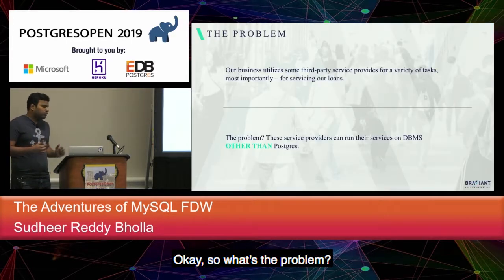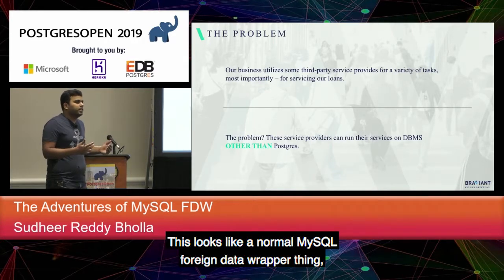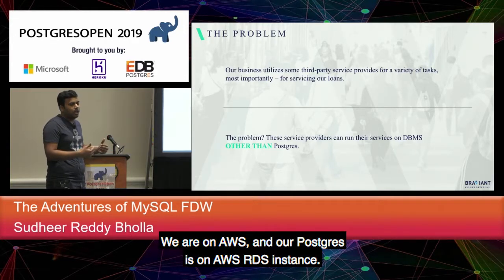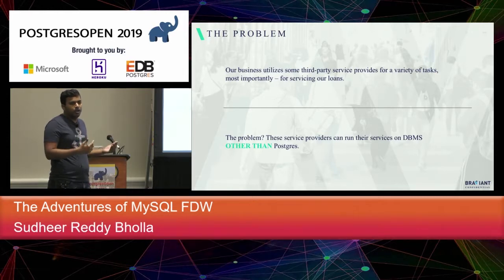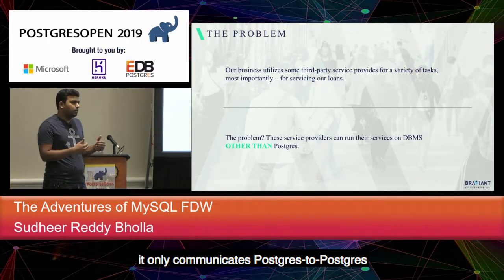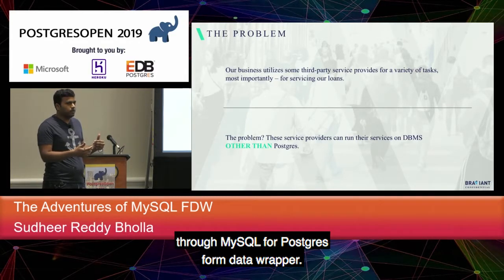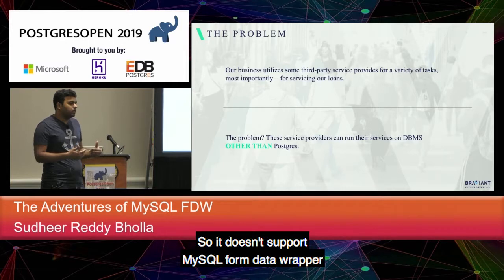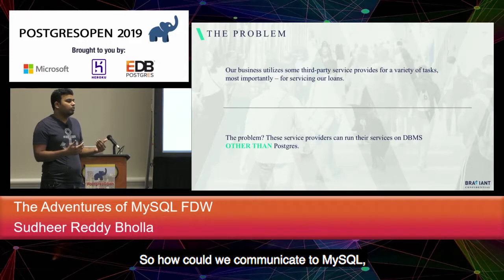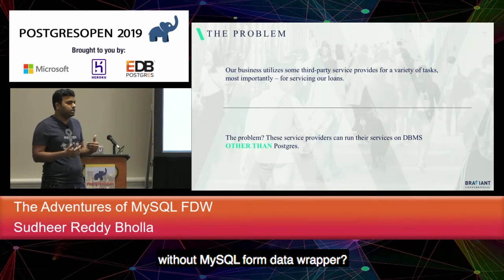Okay. So what's the problem? This looks like a normal MySQL foreign data wrapper thing, right? You can always install MySQL foreign data wrapper in Postgres and communicate to MySQL from Postgres. But what's the main problem? We are on AWS, and our Postgres is on an AWS RDS instance. So AWS RDS restricts one thing. It only communicates Postgres to Postgres through Postgres foreign data wrapper. So it doesn't support MySQL foreign data wrapper to be installed on an AWS RDS instance. So how could we communicate to MySQL without MySQL foreign data wrapper?